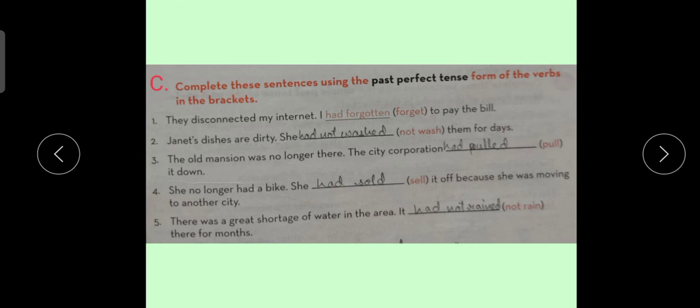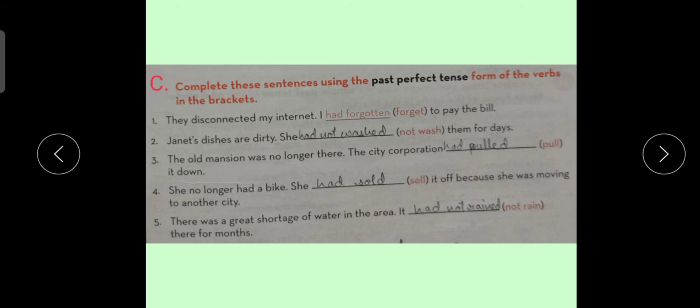Now we will move on to exercise C. Complete these sentences using the past perfect tense form of the verbs in the brackets. Dear students, as you can see, words are given in the brackets. These words are verbs, and we have to use the past perfect tense form of these verbs to fill the blanks. We all know that the past perfect tense form of the verb consists of had and the third form of the verb. So we will do that to fill the blank. Sentence number 1. They disconnected my internet. I had forgotten to pay the bill. The verb forget was given in the bracket, and what we did, we used the past participle form of that verb to fill the blank. Forgotten.